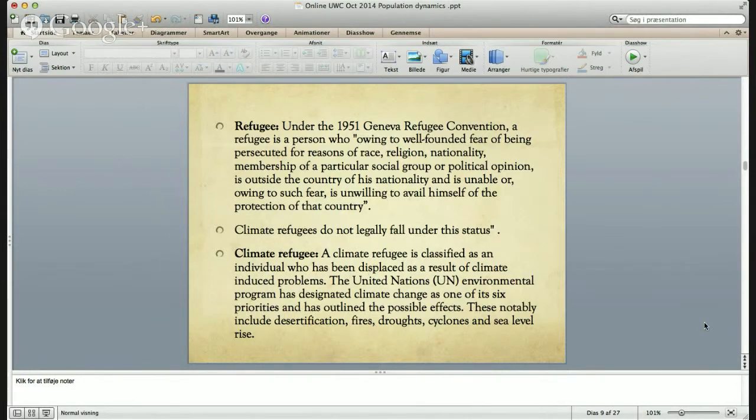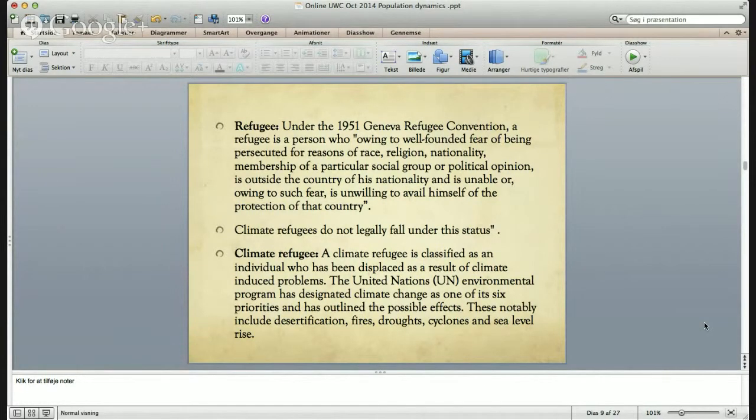Because as I said, when we prepared for this class, climate refugees, it's not a term that everyone really agrees on, both on whether or not they actually exist and whether they should have the same protections as what we could perhaps call refugees for racial or religious reasons. But the climate refugee is classified as an individual who's been displaced. So then what is displaced? That means forced to or removed from where they were originally. And the United Nations Environmental Program has designated climate change as one of its 6 priorities and has outlined the possible effects.